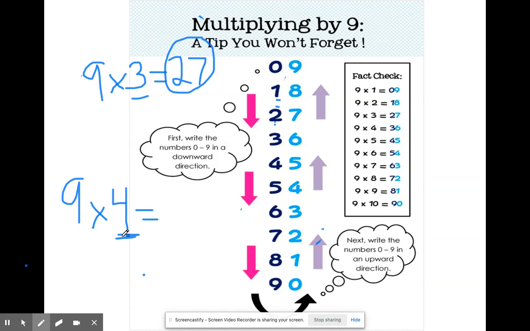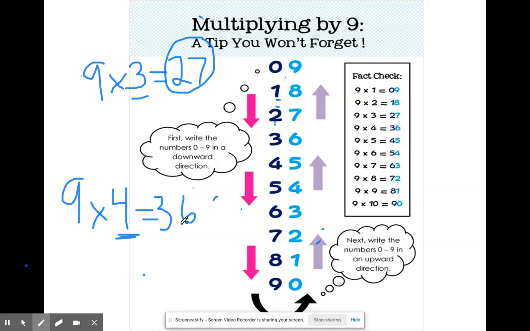It also works for 9 times 4. Look at the factor that's not 9. 4 minus 1 is 3. What plus 3 equals 9? 6. Woo! Sorry, I wrote it all the way over there. Let me make that one better. 6.